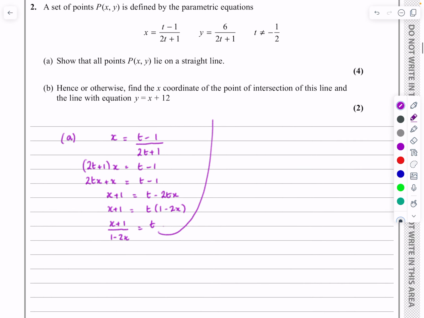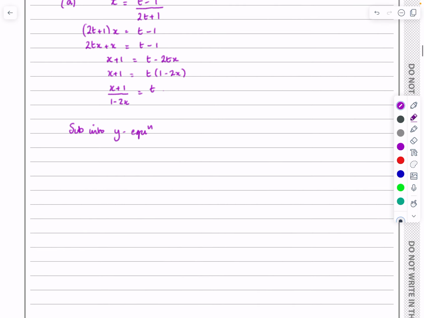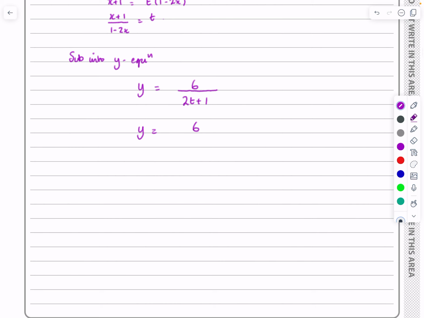What I'm going to do now is put that into there. It looks like it's going to get quite messy, so just be really careful about what you do here. So sub into y equation. It's just to tell the examiner really more than anything. y is equal to 6 over 2t plus 1, which is going to be y equals, so I say, just be really careful with the way that you write all this out. The neater you are, the less likely you're going to be to make a mistake. This is x plus 1 over 1 minus 2x plus 1.